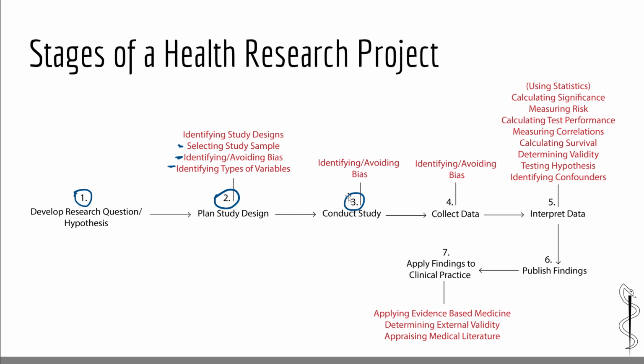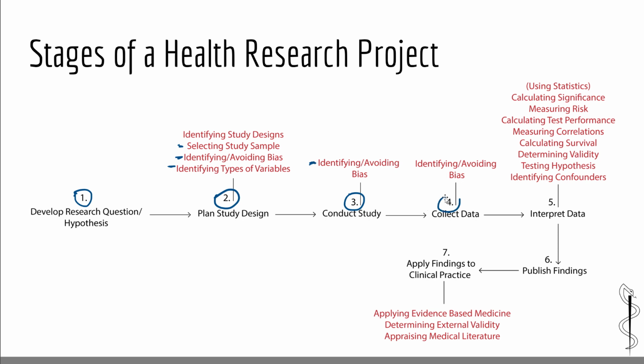The third stage of a health research project is to conduct the actual study. This step includes performing the literature review, obtaining IRB approval, designing the inclusion and exclusion criteria, as well as many other steps not mentioned here. An important consideration in regards to this step is to identify and avoid possible sources of bias.